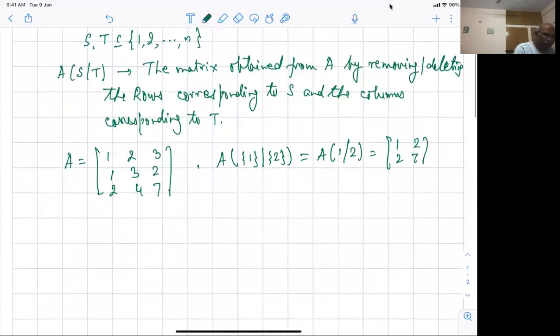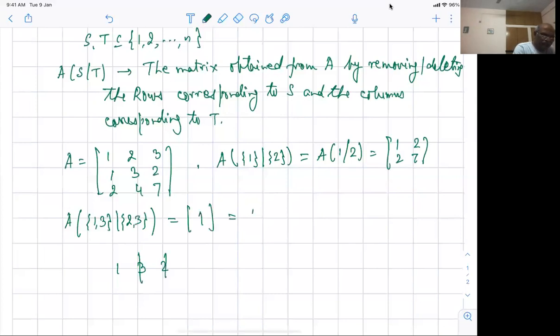Similarly, if I want to look at, say, A of 1, 3, 2, 4. Since I'm looking at the determinant, I'm removing rows and columns both of the same size. In general, I need not do it. So remove the first and third rows, and only 1, 3, 2 is left. Now removing column 4 does not make sense, so I wrote it wrongly. I should have written 3 here. So remove columns 2 and 3, and I'm left with 1, which is just a scalar. That's the way to understand that we keep removing things.